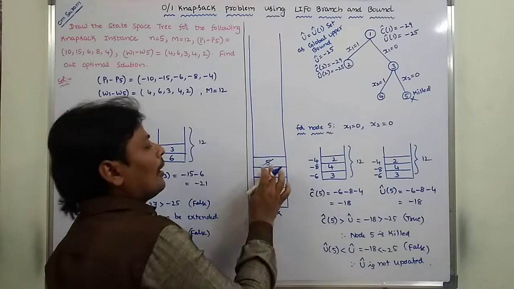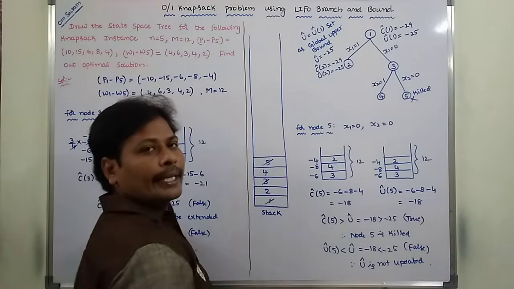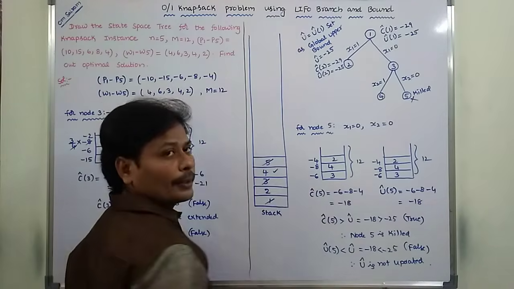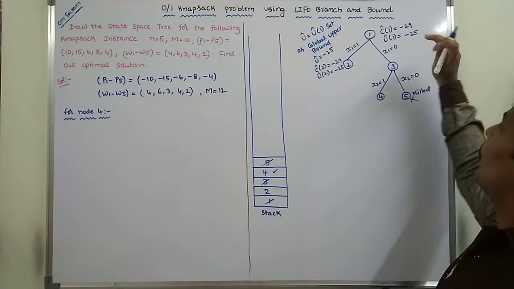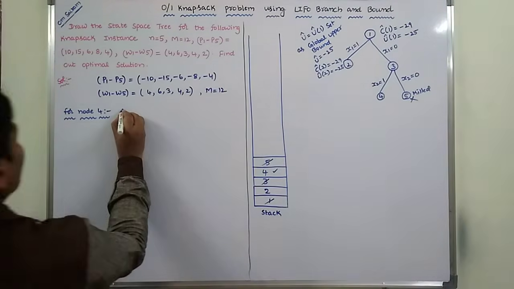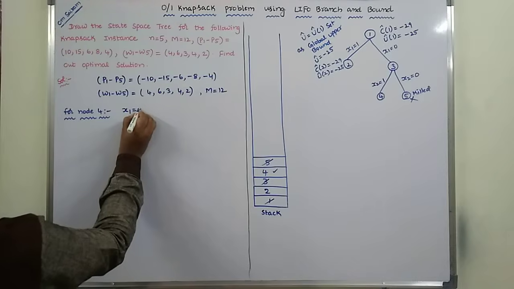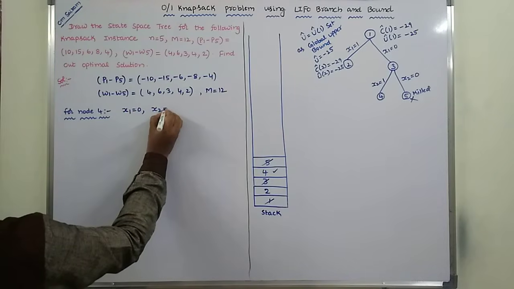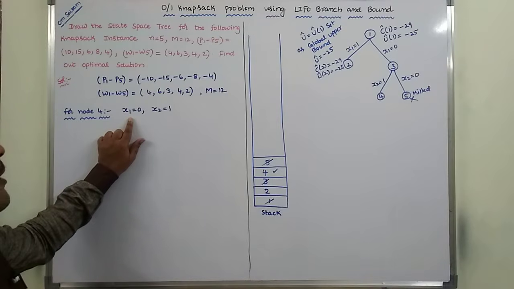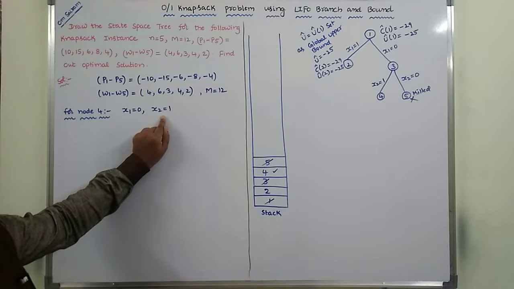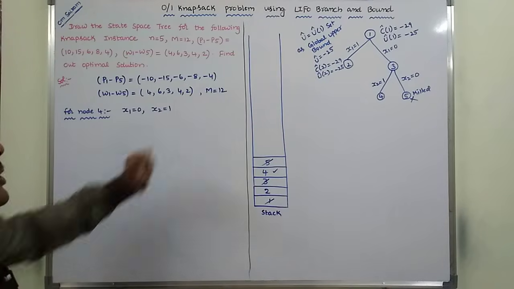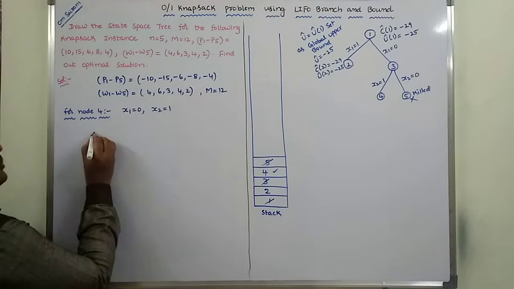Now, on the top of the stack, which element is there? That is 4. Now we are considering node 4. How are we reaching node 4? X1 is equal to 0, X2 is equal to 1. That means the first object is not considered, the second object is compulsorily considered. If capacity is available, use it for the third, fourth, fifth objects.